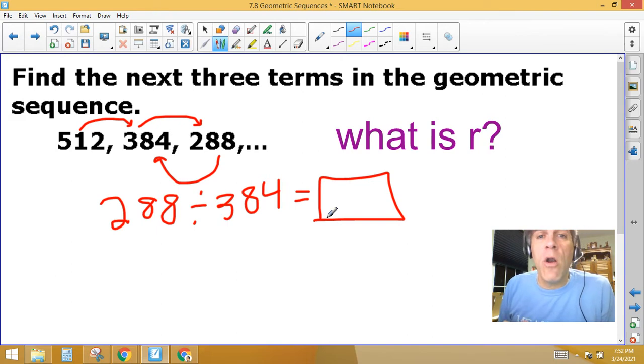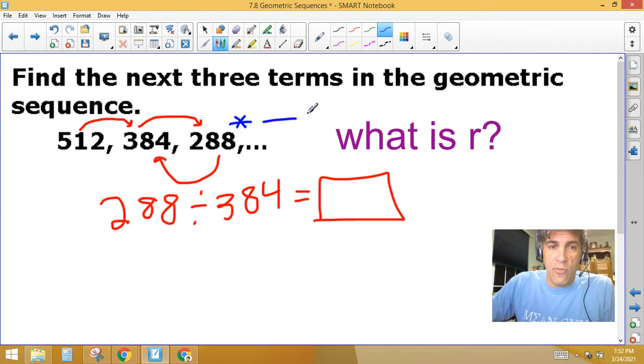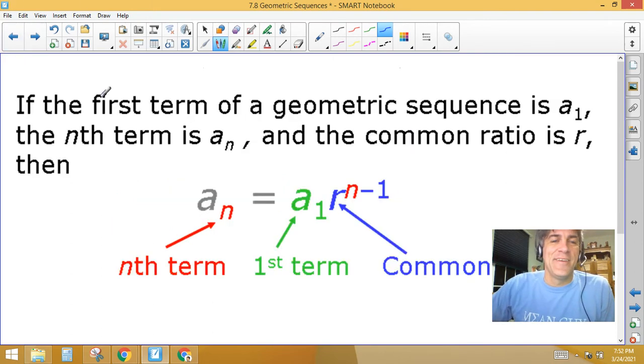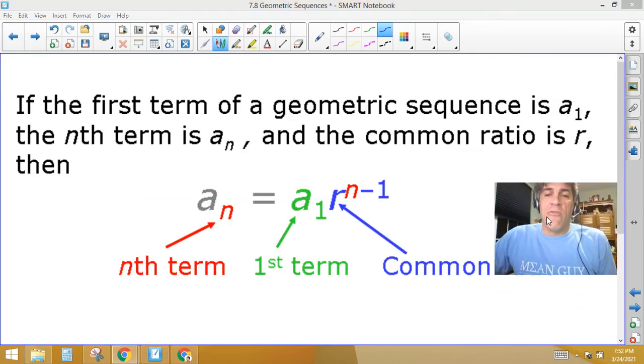Good. Now that you have your r, you're going to take that r and multiply it by the previous term. And now tell me, what are the next three? Hopefully you got it. All right, so now we're going to get into the formula for it.